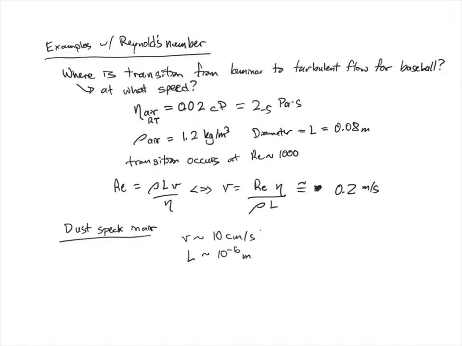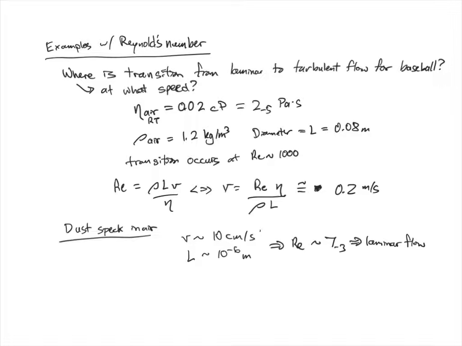And then we have the density of air and the viscosity of air from up here. If you plug in the numbers, you get that the Reynolds number is about 7 times 10 to the minus 3. Notice that the Reynolds number is a dimensionless number, so we don't have any units to worry about. So 7 times 10 to the minus 3 means we're clearly in the laminar flow regime for a dust speck.